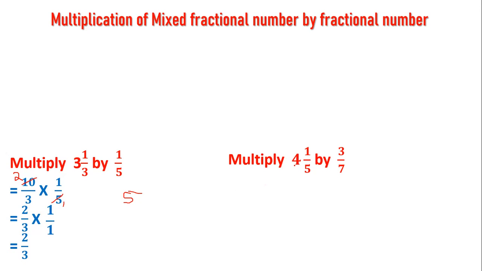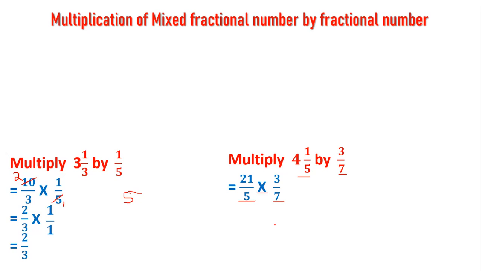Multiply 4 1 by 5 by 3 by 7. As you can see here also we need to multiply this mixed fraction with this fraction. Because of that first I will convert this mixed fraction into an improper fraction. After converting this into an improper fraction, 5 into 4 is 20, 20 plus 1 is 21 by 5 I will get as the fraction. Then they are asking us to multiply. Because of that I wrote the multiplication sign here and the second fraction as it is.